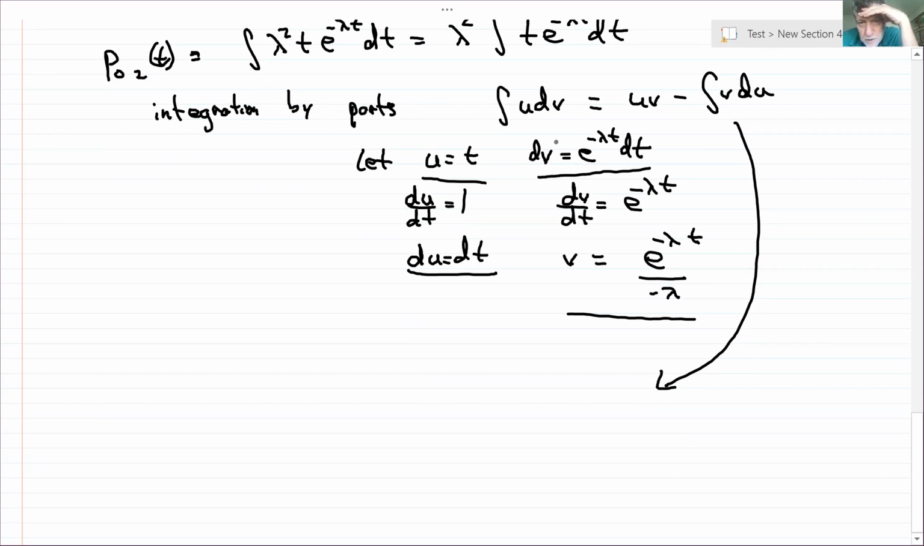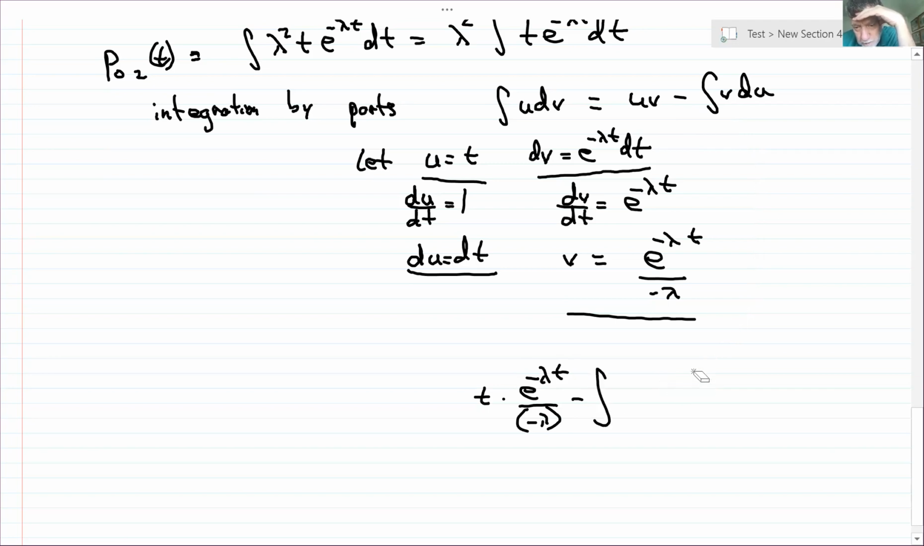So u is equal to t. And v, according to this, is equal to this guy. So that's e to the minus lambda t all over minus lambda. So that's the uv minus v du. I need a little room. Move this away. So my v is equal to this, and my du is dt.